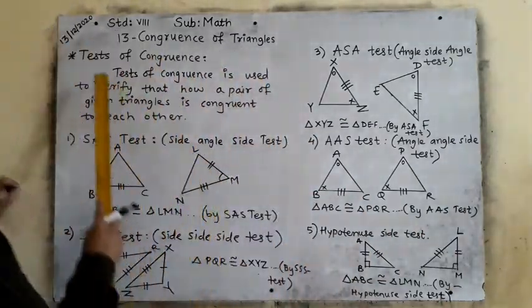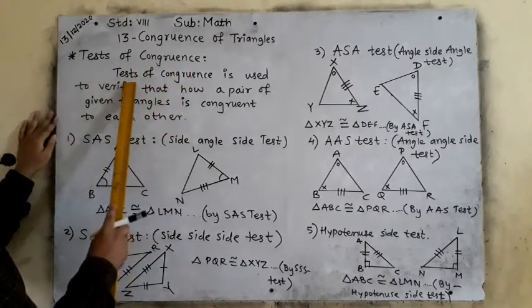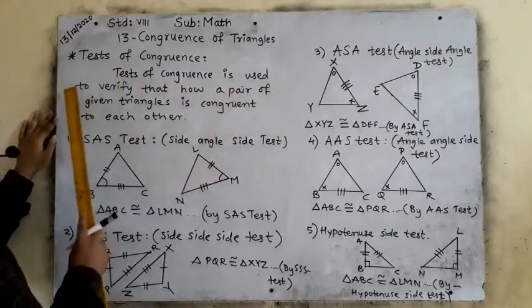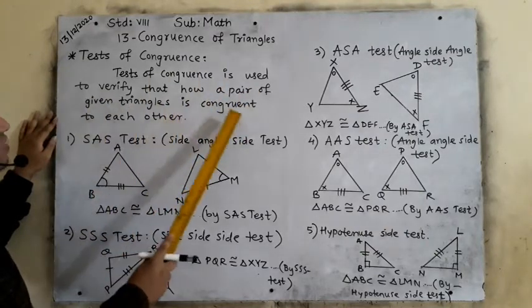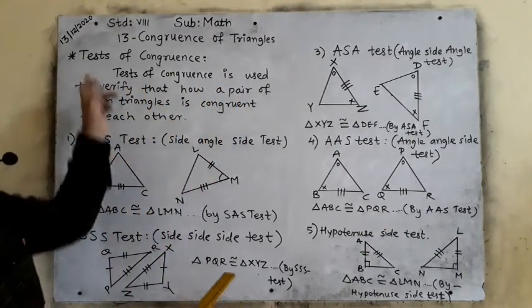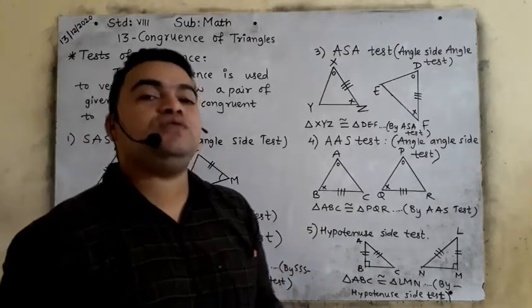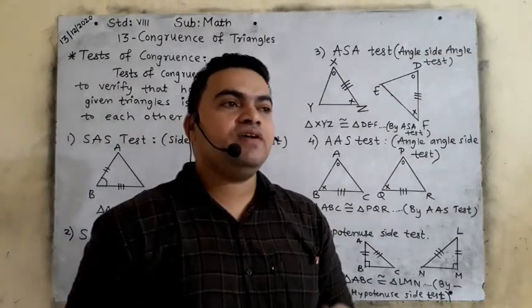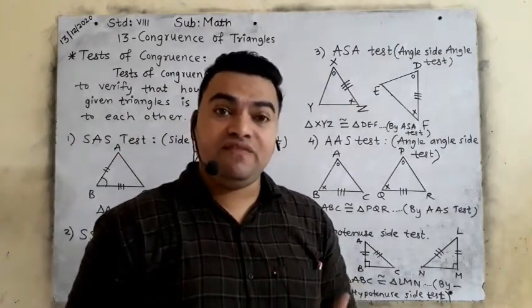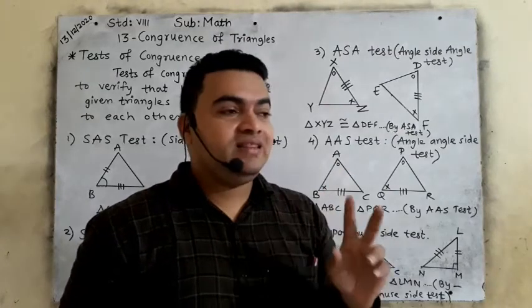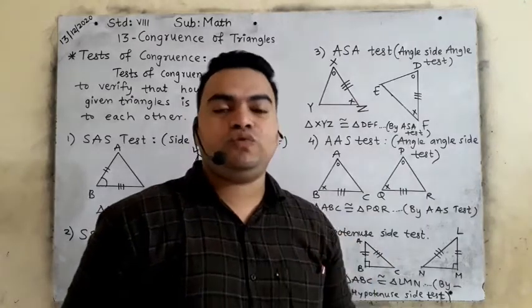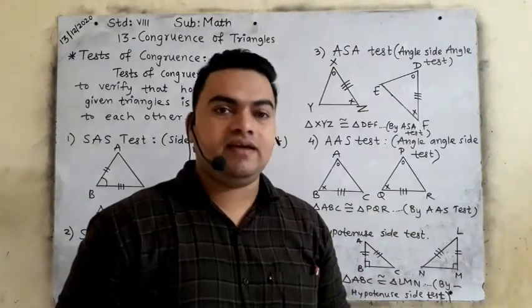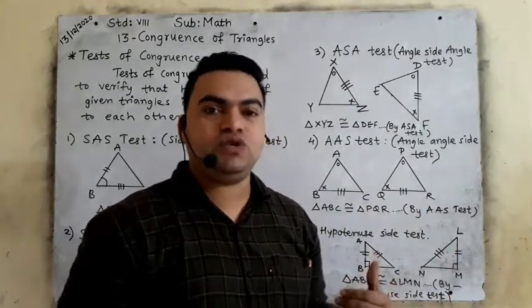See here. So what is test of congruence? Test of congruence is used to verify how a pair of given triangles is congruent to each other. Test of congruence किस लिए यूज किया जाता है? So that we will verify and confirm that the given pair of triangles are congruent to each other. एक दूसरे के congruent है. क्यों? किस टेस्ट से? Just please look at the board.